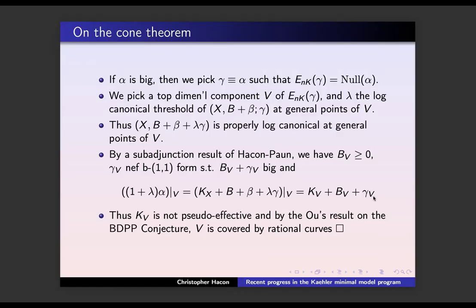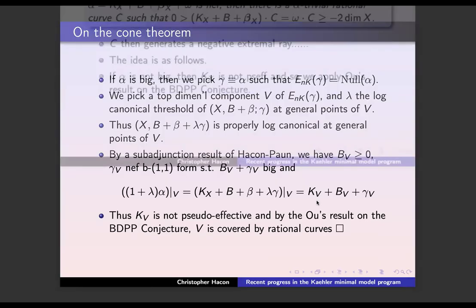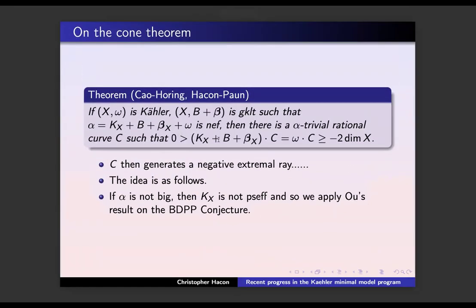So B_V + gamma_V is big, but by assumption, since V is in the null locus of alpha, 1 + lambda alpha restricted to V is not big. So the only conclusion is that K_V is not pseudo-effective. And then by Ou's result, I know that V is in fact covered by rational curves. With some work, you can show that these rational curves have the right numerical properties. They intersect K_X + B + beta_X negatively.